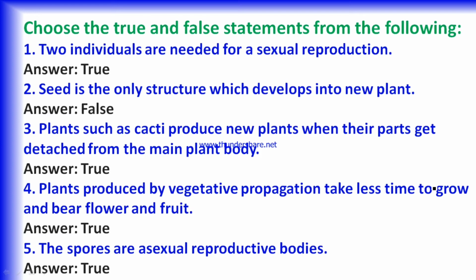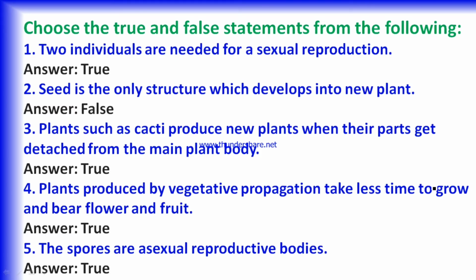Seed is the only structure which develops into new plant. False. Seed is not the only structure to develop a new plant. Not only seeds but leaves and roots are also responsible for developing a new plant. That's why this is a false statement. Next question. Plants such as cacti produce new plants when their parts get detached from the main plant body. This is true. Cactus plants are produced from the parent body by a detaching process.